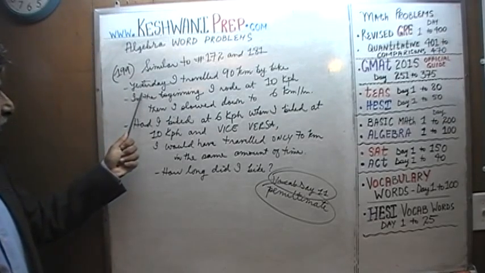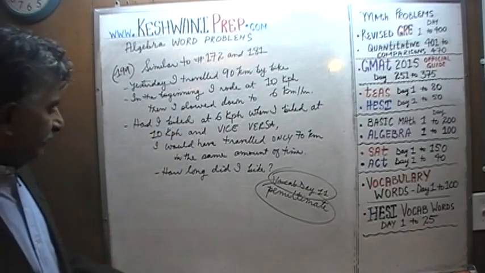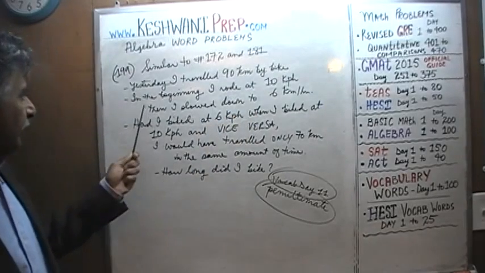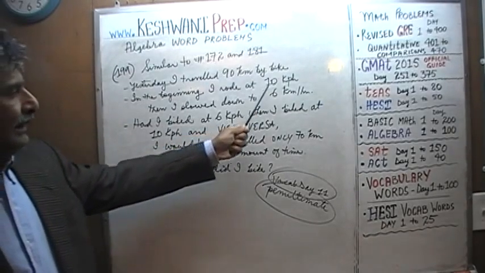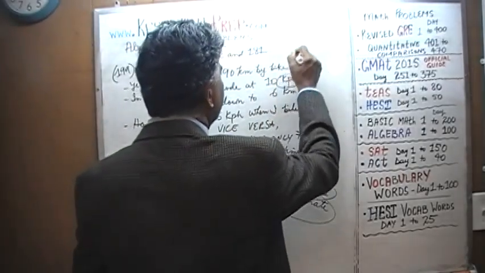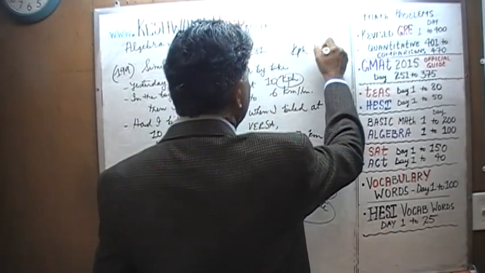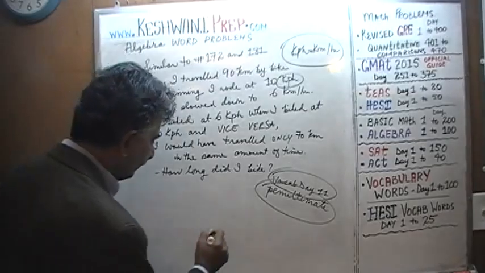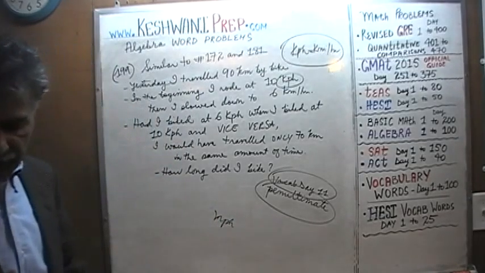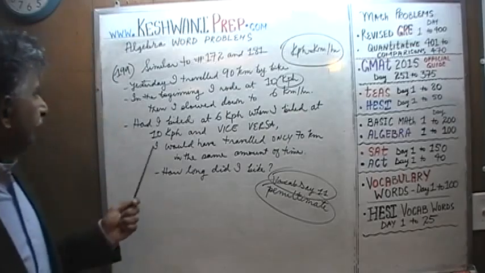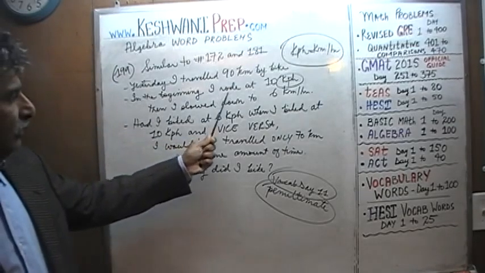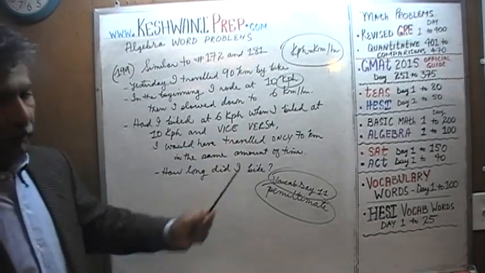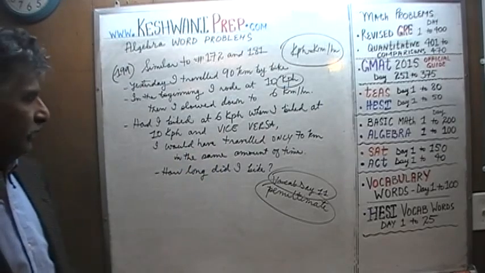It says, yesterday I traveled 90 kilometers by bike. Okay, listen very carefully. Yesterday I traveled 90 kilometers by bike. In the beginning I rode at 10 kilometers per hour. KPH stands for kilometers per hour, just like we have MPH, which we use in the US for miles per hour. In the beginning, we are told that I rode 10 kilometers per hour. Then I slowed down, afterwards I slowed down to 6 kilometers per hour.